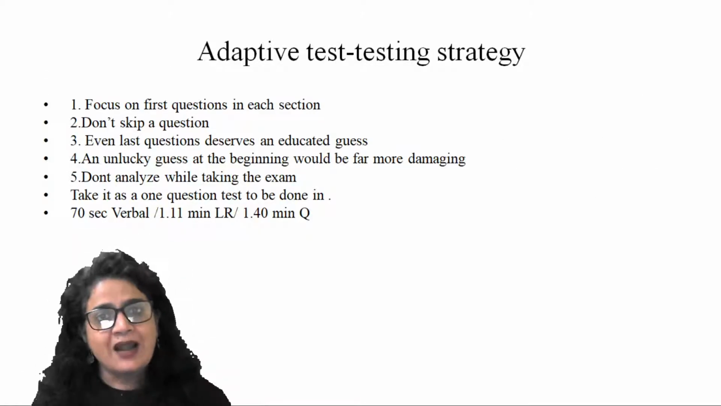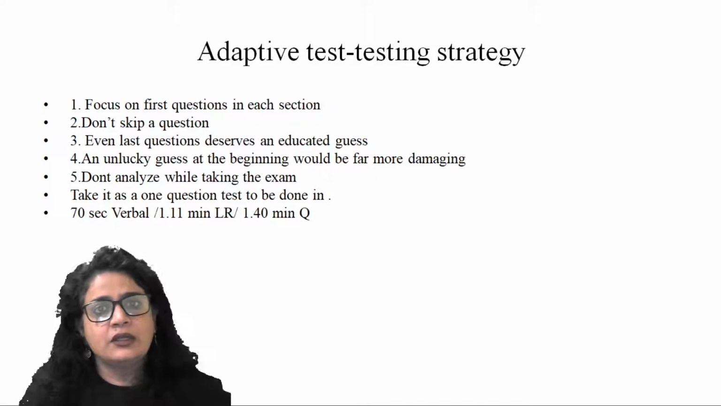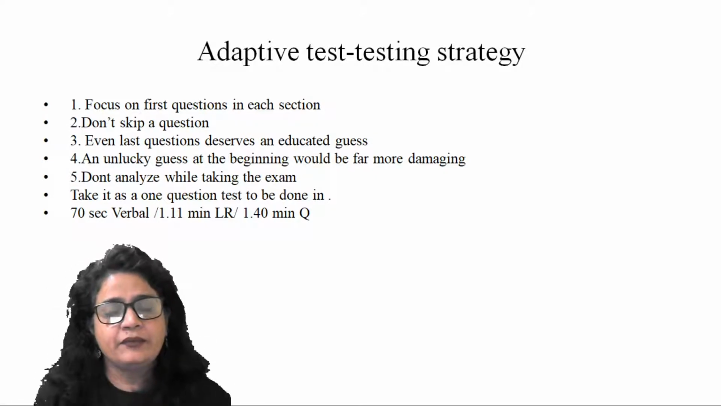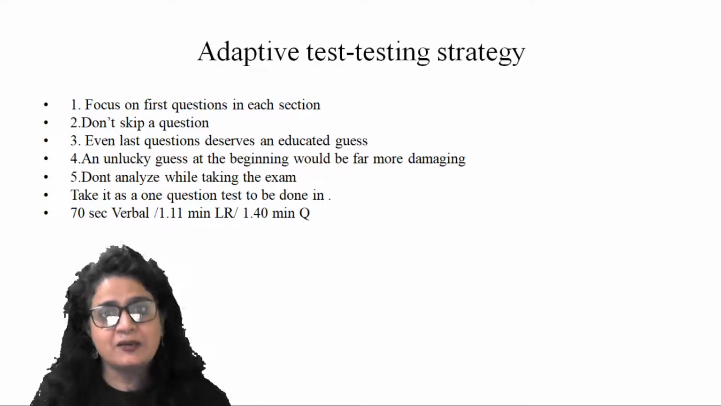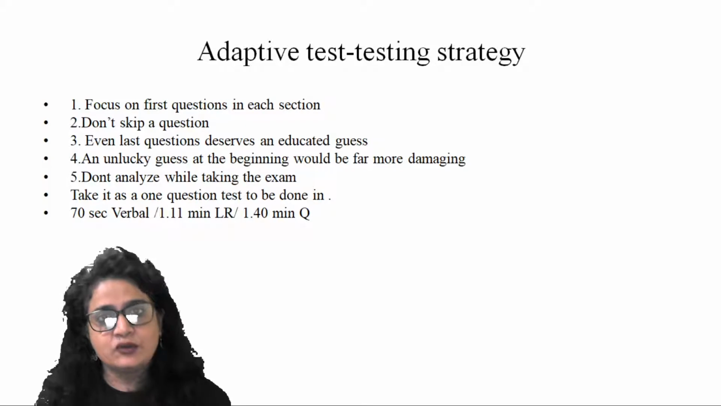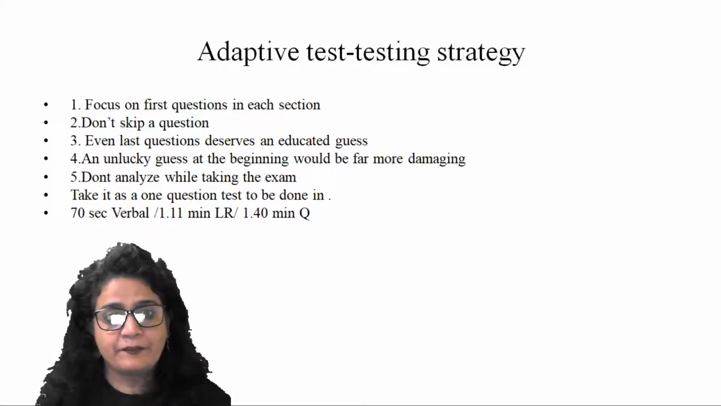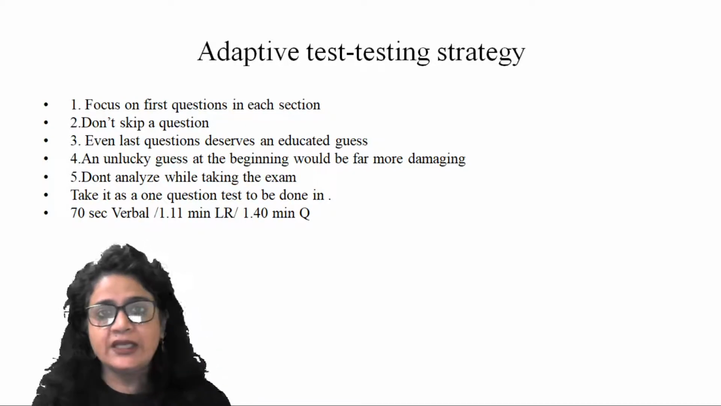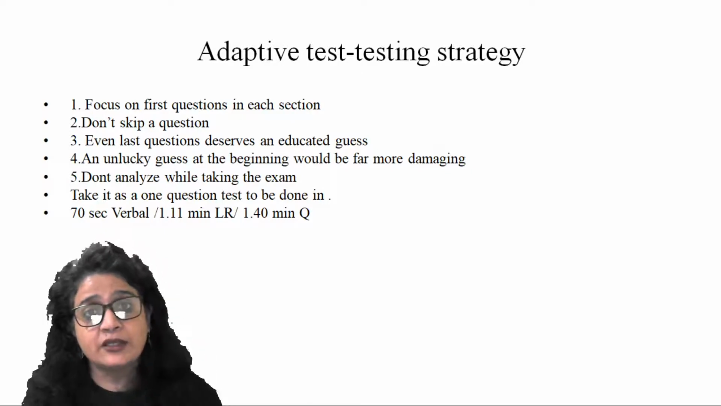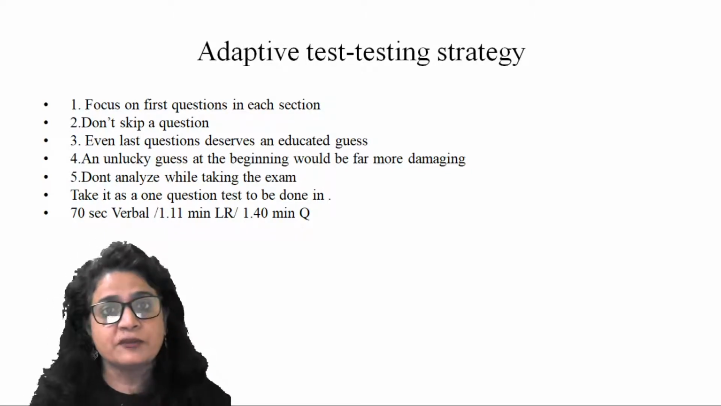Now, what should be your strategy for computer adaptive test? Since it's the first time this is conducted in India for admission to an Indian B school, you have to devise a different strategy to deal with this kind of exam. Focus on the first question in each section. Be it verbal, quant, or logical ability, first questions are going to be of paramount importance, because they are going to decide your next pool of questions.